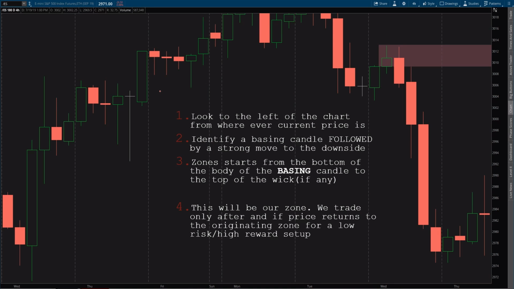So, just like everything else, we're looking to the left of the chart from wherever the current price is, right? We want to identify a basing candle followed by a strong move to the downside. So we have a basing candle right here, followed by a nice, solid, strong move to the downside. This qualifies as a supply zone, right? So we draw from the bottom of the body of the basing candle, bottom of the body, to the top of the wick if we have any wick, right? That's going to be our zone, and we only trade after if price returns to this zone, and this is when we'll find our low risk, high reward trading setups.